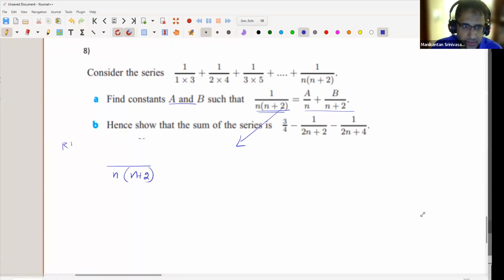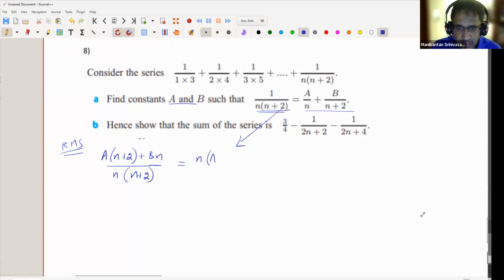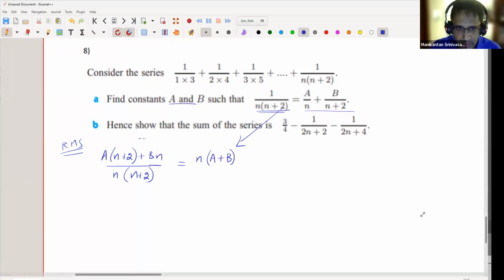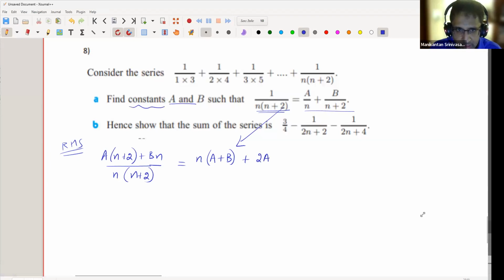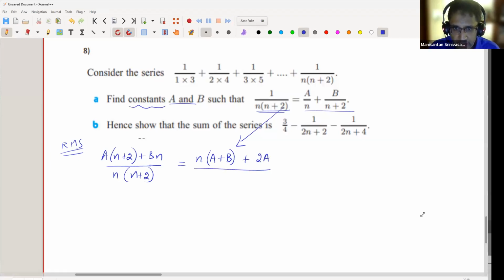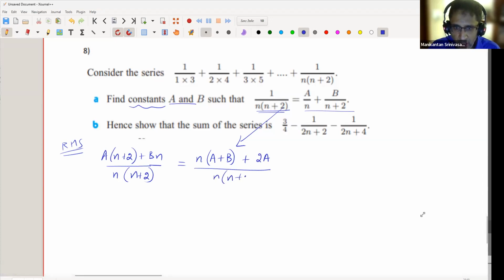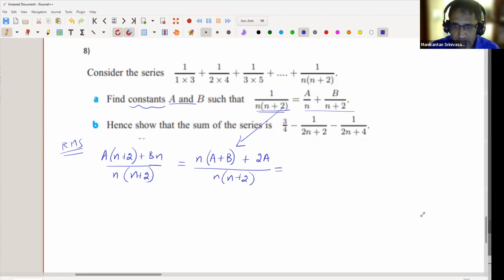I'll start with the RHS. So it becomes a times n plus 2 plus b times n. So if I collect all the n terms together, it's n times a plus b, because an plus bn. And then the constant term is just 2a. So he says find the constants a and b by n times n plus 2. Now I compare with what is given on the LHS.